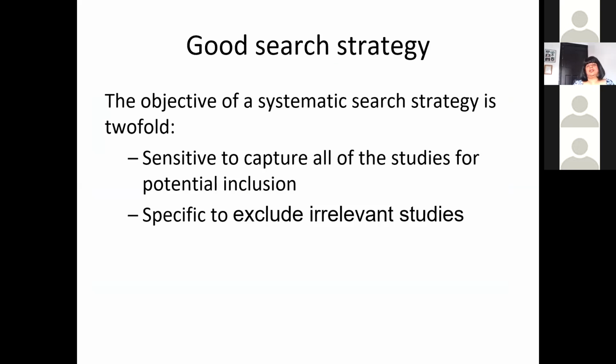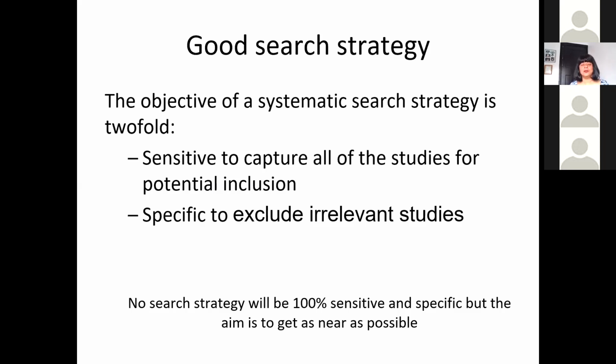So a good search strategy: the objective of a systematic review search strategy is twofold. It's supposed to be sensitive to capture all the studies for potential inclusion, and specific to exclude irrelevant studies. And of course, no search strategy will be 100% sensitive or specific, but your aim must be to get it nearest to it as possible. So even some of us who have been developing search strategies for many years, even we miss out things, or we lose things, but our aim is always to be 100% sensitive and specific.